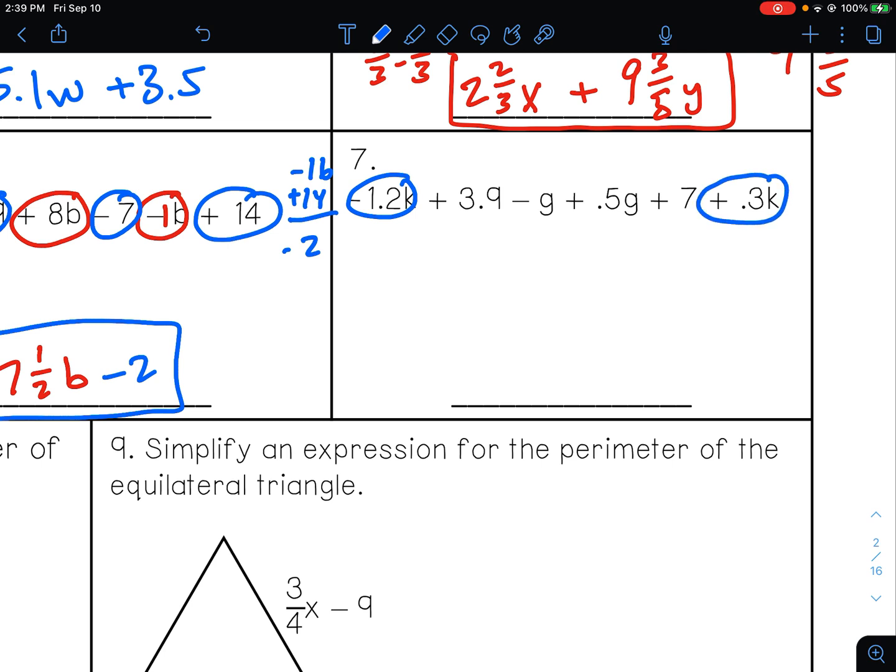Next one, we've got negative 1.2k and positive 0.3k. Let's deal with that. Negative 1.2, positive 0.3. That is a subtraction problem because I have different signs, so borrow from that. I'm left with 0.9. So it's going to be a negative 0.9k, because the bigger number was negative. Okay, so I'm done with that.